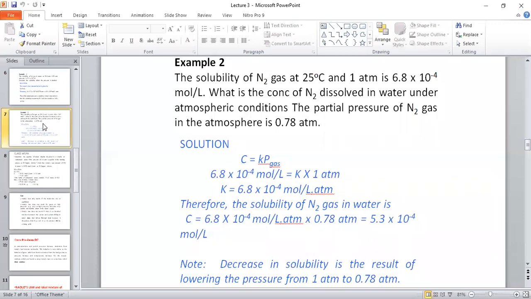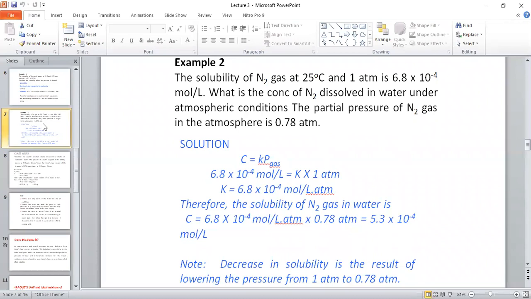So the solubility of nitrogen gas in water at 0.78 atmosphere now is the Henry's constant multiplied by the partial pressure that is given to you as 0.78, and that gives you 5.3 times 10 raised to power minus 4. So that is your answer.